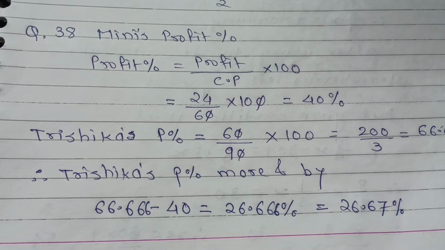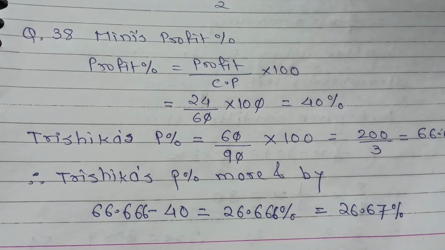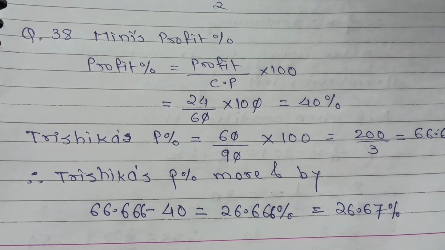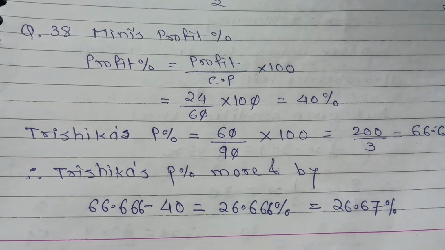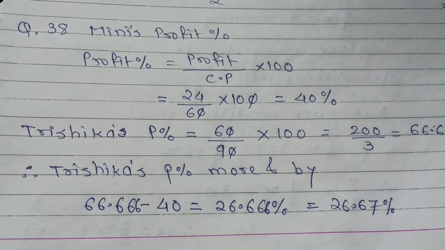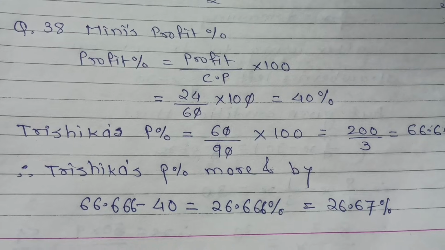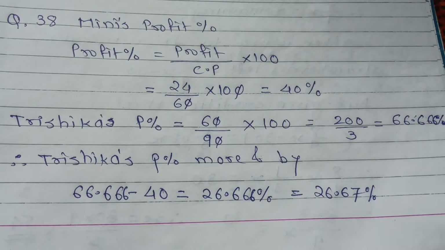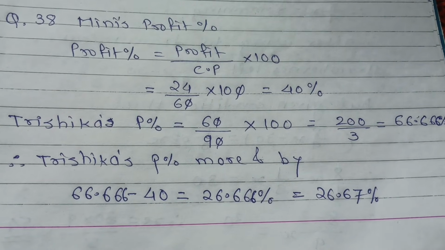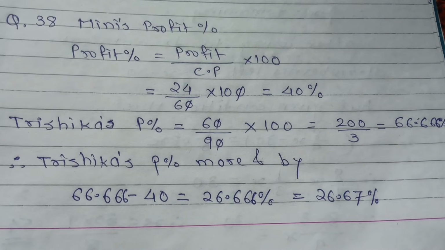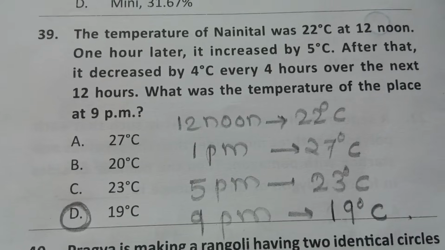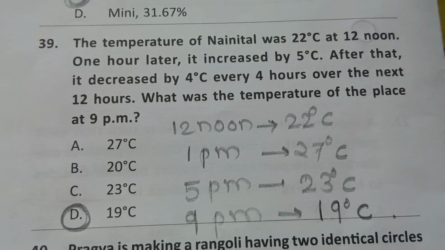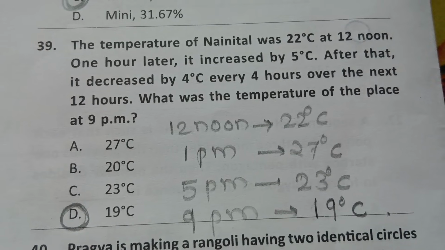Mini's profit percent formula is profit upon CP into 100. After putting the values, we get Mini's profit percent as 40%. Now Trishika's profit percent, again putting the values in the equation, is 66.66%. So Trishika gets more profit percent, and by how much? It's 26.67%.